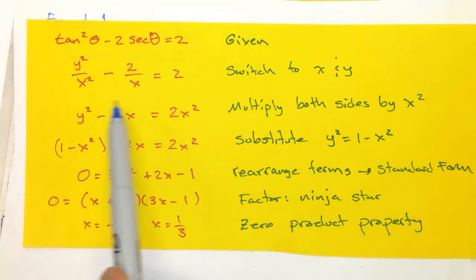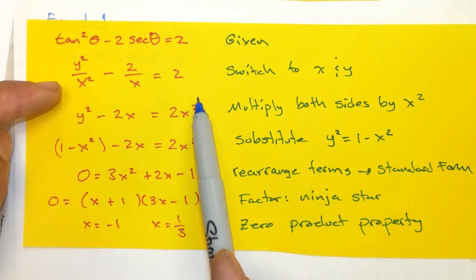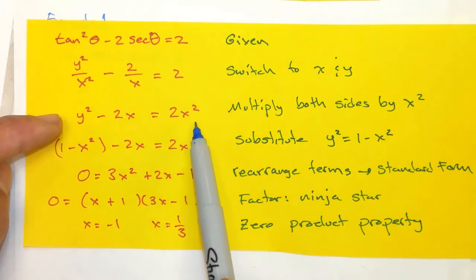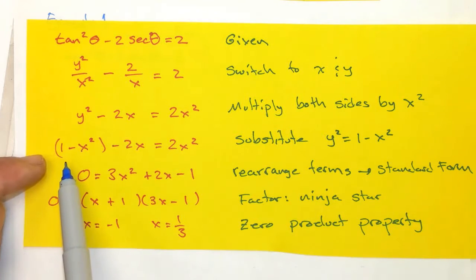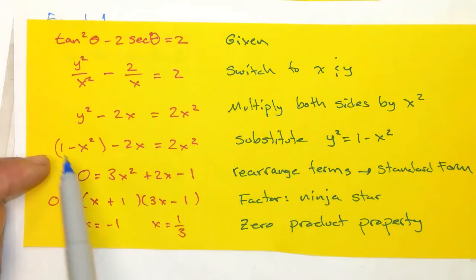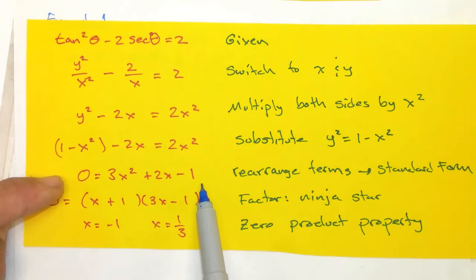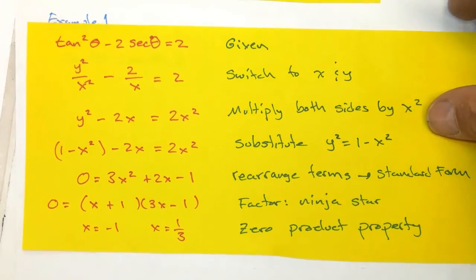You have that denominator that you can clear by multiplying both sides by x squared. When you do that, you get this. Now this involves both x and y, but we have a y squared. We can substitute in 1 minus x squared using our Pythagorean identity. We can simplify this or rearrange it into standard form. That's just like adding x squared to both sides, adding 2x, and subtracting 1. Then we could ninja star that to factor it, and we get these two answers. So that'll work for this problem. It won't always be successful on problems like this, though.